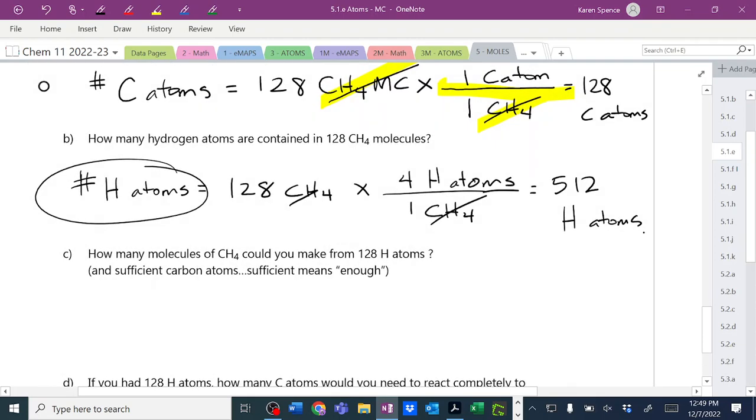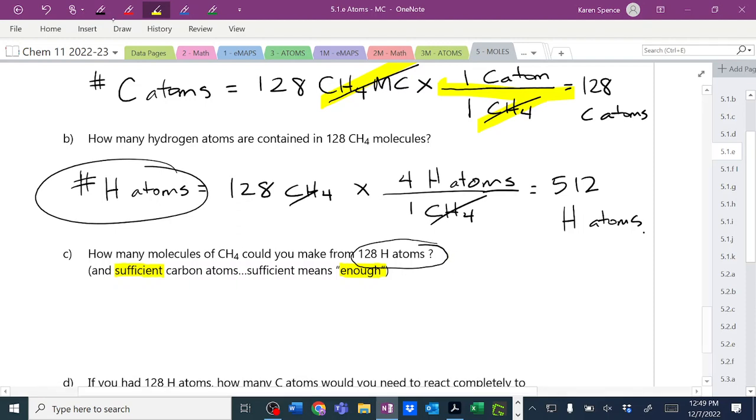Now this one's a tiny bit trickier. What if I start with 128 hydrogen atoms? And I'm just bringing up this word because it comes up in grade 12 and people don't know what it means. Sufficient carbon atoms. Sufficient simply means enough. So I'm going to give you only 128 hydrogen atoms and as many carbon atoms as you need. How many molecules of CH4 could we make?